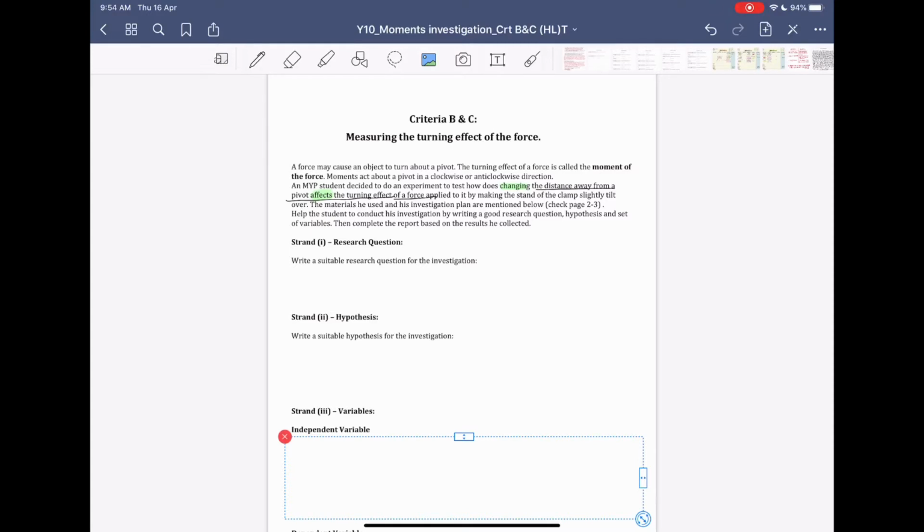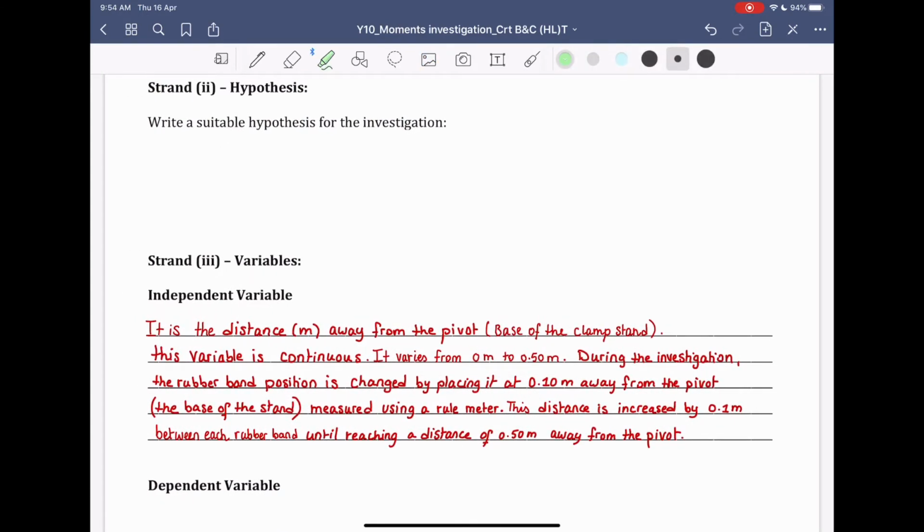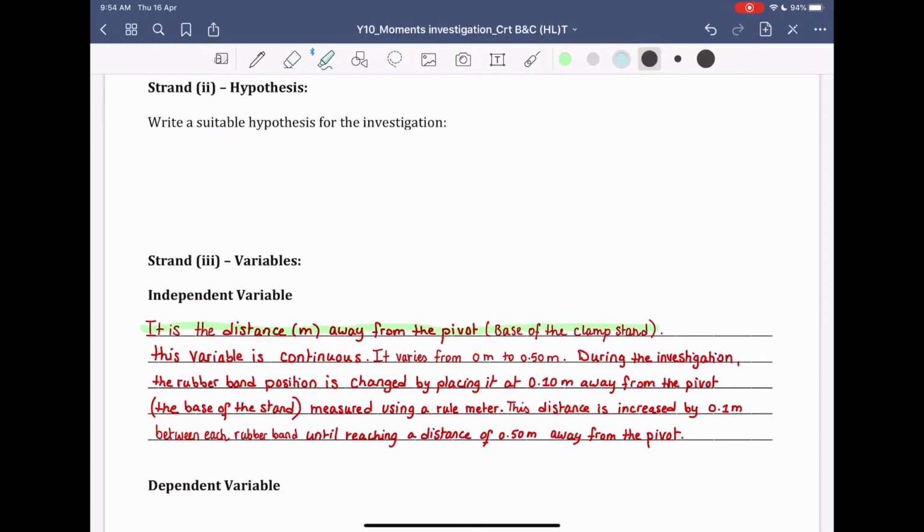Now how can I get a level 5 and above? If you want to get a level 5 and above, then you need to add the scientific explanation and be more specific. If you just say that it is the distance in meters away from the pivot to the base, you are on a level 1 to 3 max. Now by continuing and saying that this variable is continuous and it varies from 0 to 0.50, so I'm giving a range, then you're on a level 5 max.